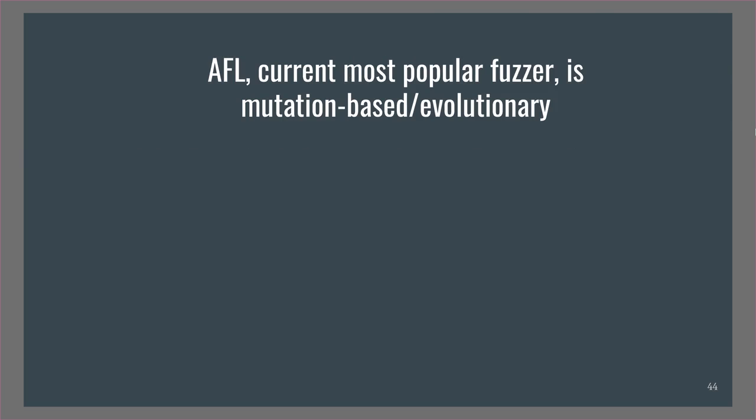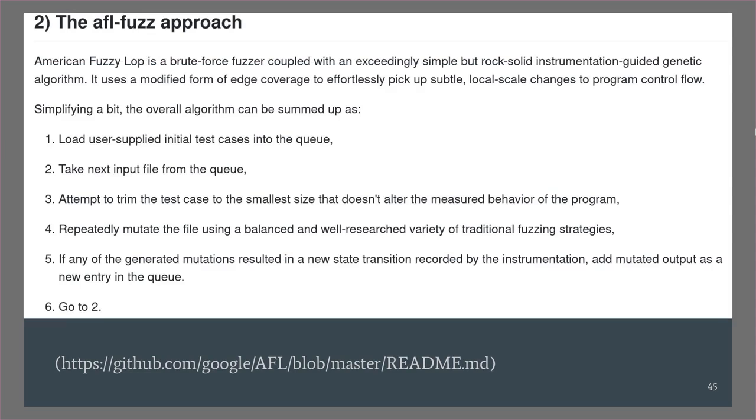AFL is the most popular fuzzer right now, and it's an evolutionary/mutational fuzzer that works based on program coverage. This means that typically one has to instrument the program under test so that AFL can measure program behavior and program coverage. This is AFL's documentation explaining its fuzzing algorithm, but we're going to slow it down a little bit.